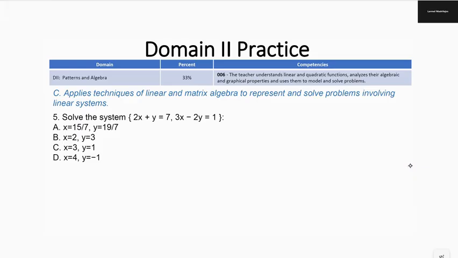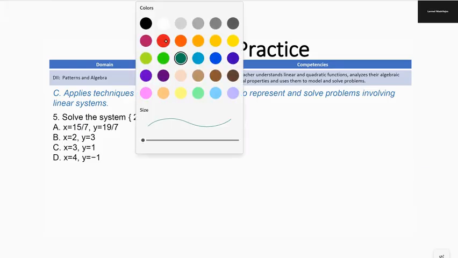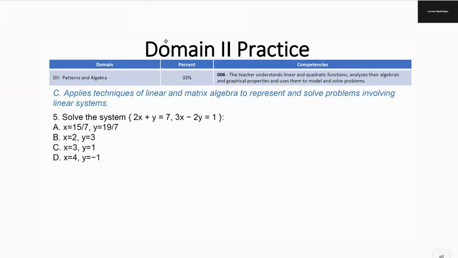Okay. So the two equations here are these. The first one is 2x plus y equals 7. So we need to solve for y. What do you mean by solve for y? We need to isolate y. Okay, here we go. So we write this.